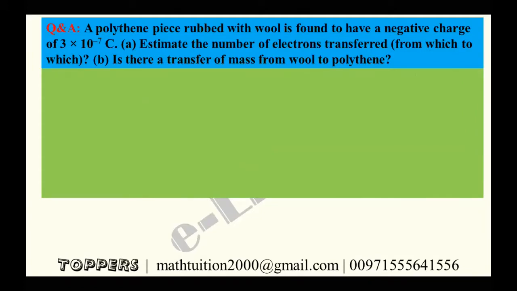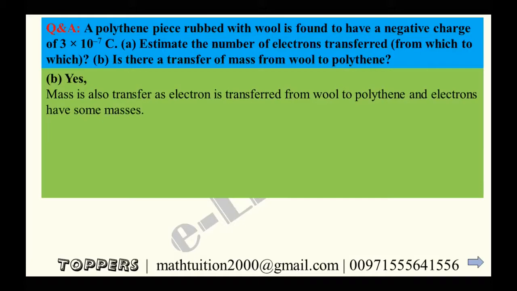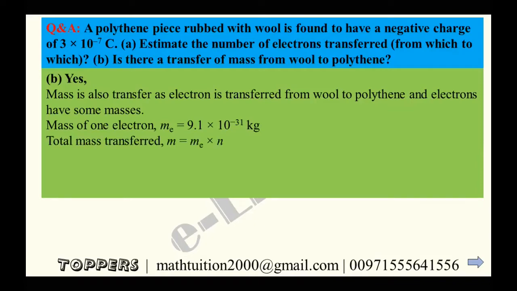What is your answer? Yes. Why? Mass is also transferred. Electrons are transferred from wool to polythene, right? An electron has a mass, even though it is negligible. Let us denote by me the mass of an electron, 9.1×10⁻³¹ kg. So total mass transferred, m equal to me into n. me is the mass of one electron and n is the total number of electrons transferred.